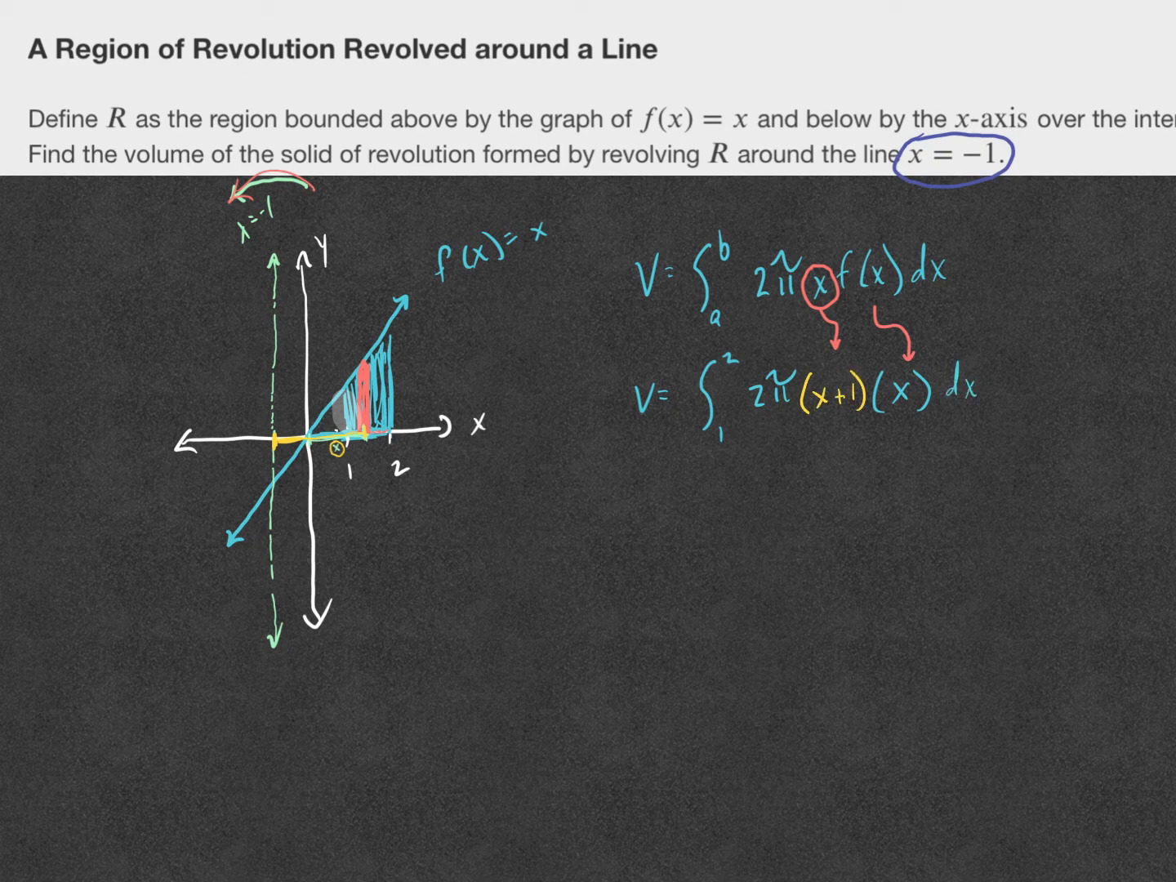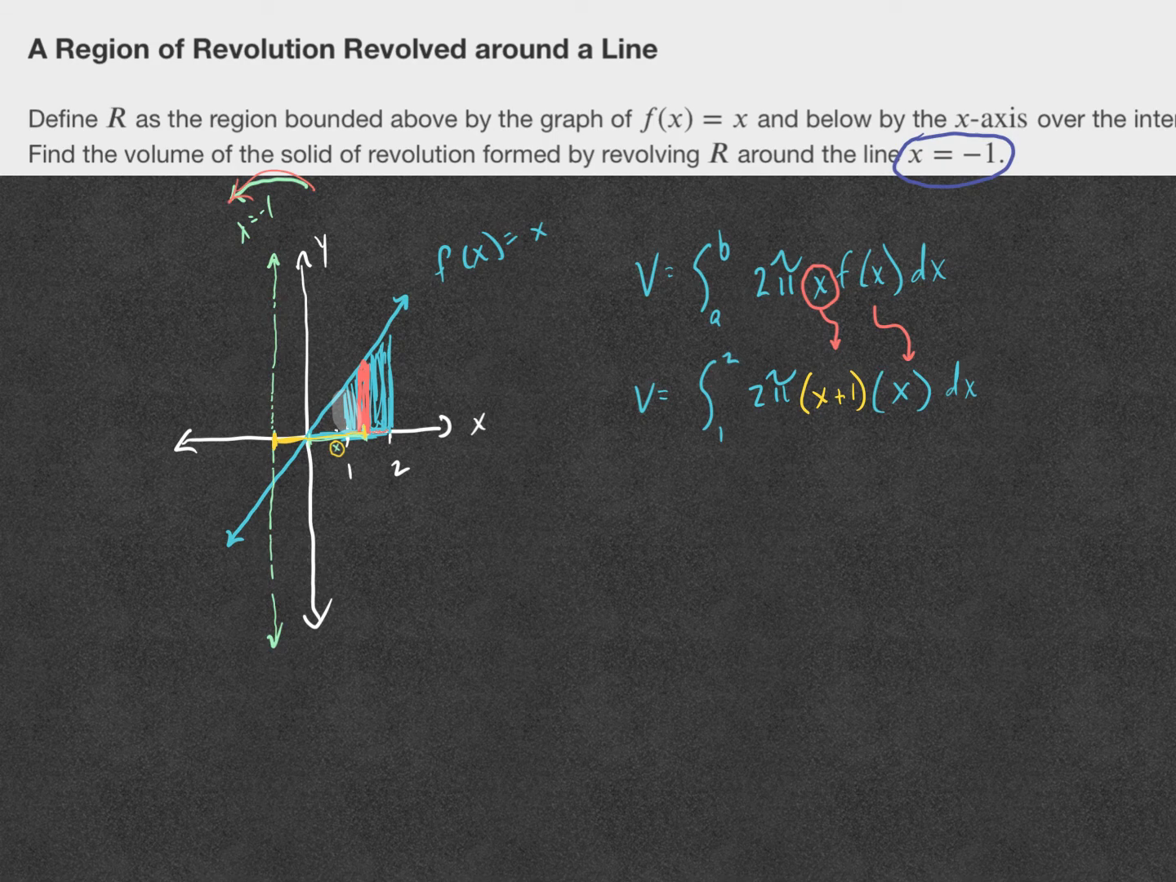Okay, so that's when you revolve around different lines, that's what you've got to really think about. What am I changing about my integral? Am I changing the radius? Am I changing the height of the function? Most of the time in this type of example, you'll be changing the radius. You'll usually be increasing it, but potentially decreasing it.